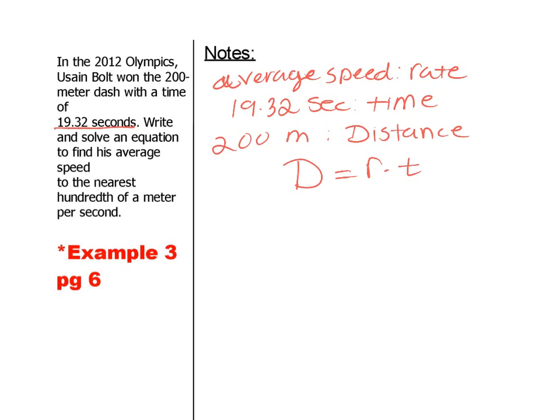So I'm going to plug and chug. What do I have for the distance? 200. I don't know the rate. I know the time is 19.32 seconds. I'm going to solve for that R by dividing.